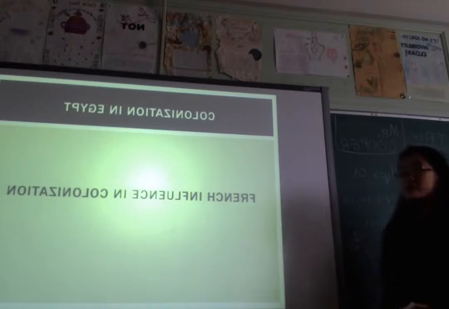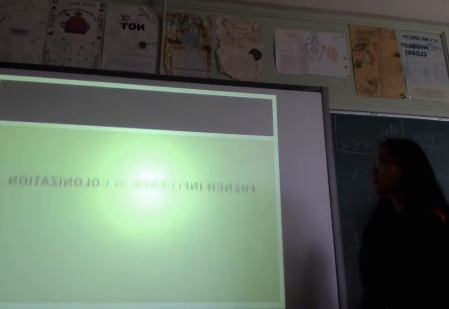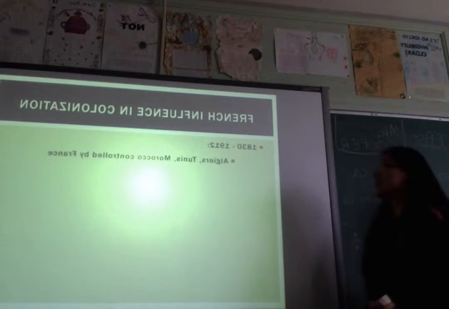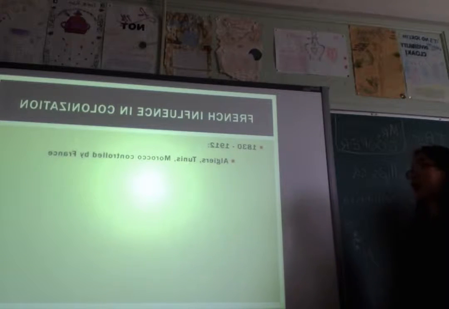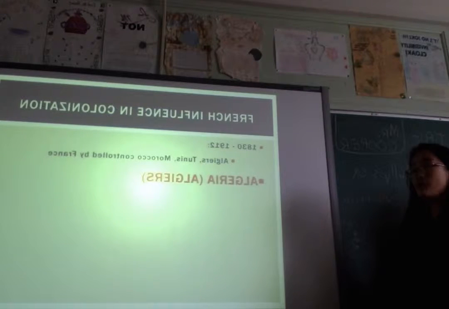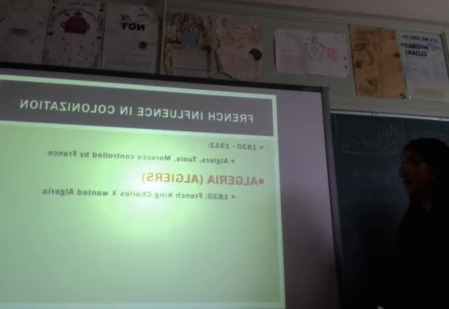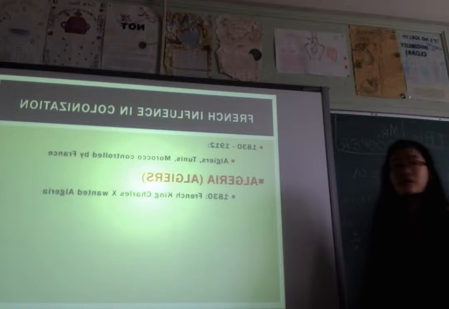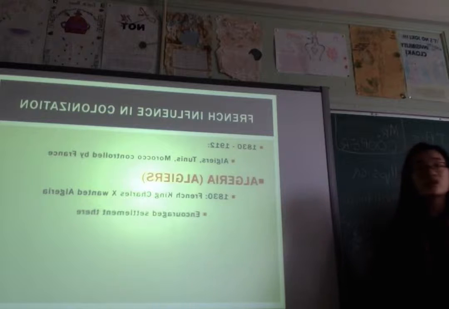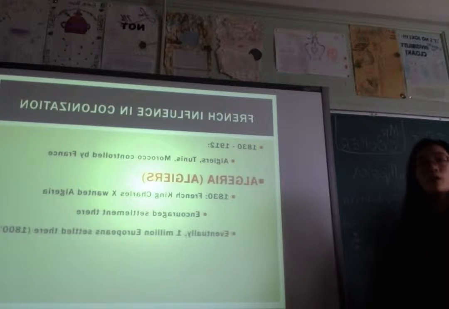So French influence in colonization. So between the years of 1830 and 1912, Algiers, Tunis, and Morocco were controlled by France. So Algiers, today known as Algeria. So in 1830, the French king, Charles X, wanted Algeria. So he encouraged a lot of settlement there, and later 1 million Europeans settled there.